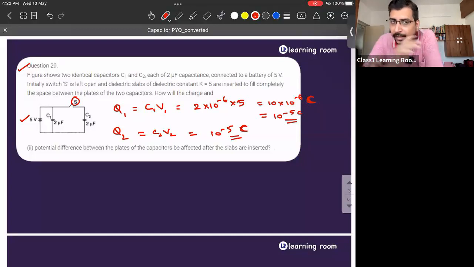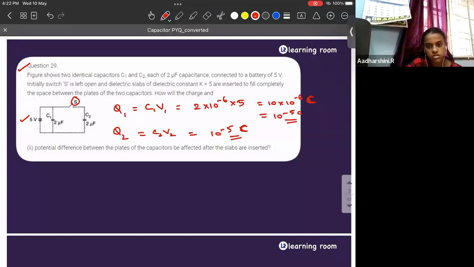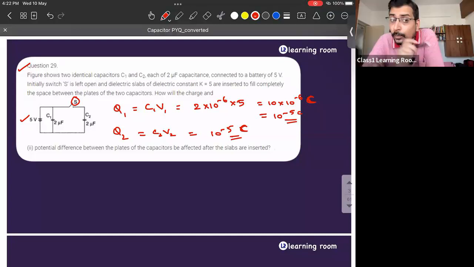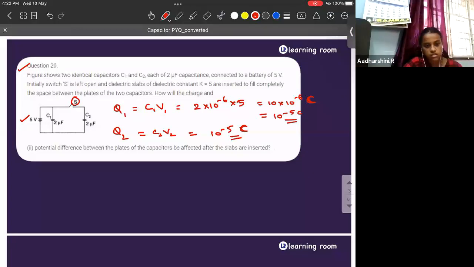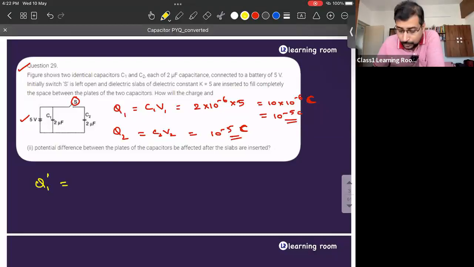Right. Now look at the table and tell me what will happen to the charge when the dielectric is inserted and the battery is connected. Check the table and tell me. C not V not. K into C not V not. Correct. For which one will it be K C not V not? Which one is still connected to the battery? Q1 dash will be equal to K times Q1. That will be 5 into 10 power minus 5 coulomb. Makes sense?